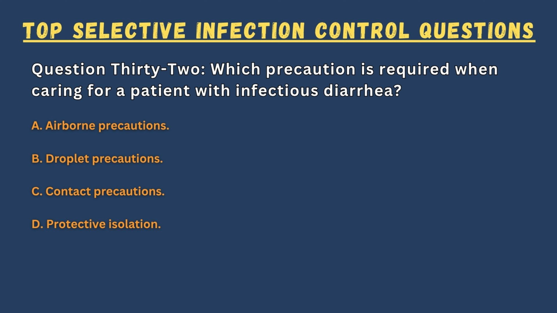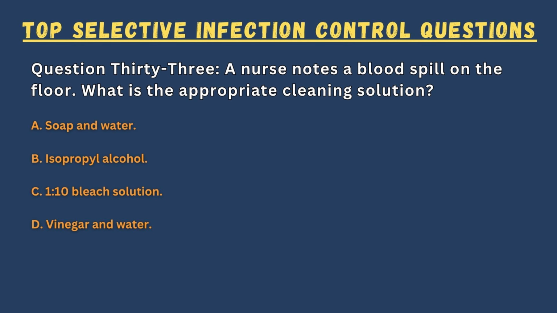Question 32. Which precaution is required when caring for a patient with infectious diarrhea? A. Airborne precautions. B. Droplet precautions. C. Contact precautions. D. Protective isolation. Answer: C. Contact precautions.